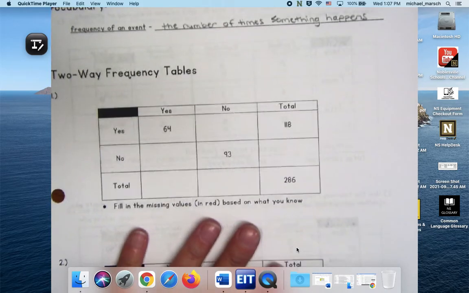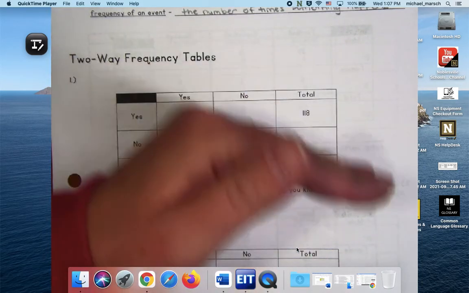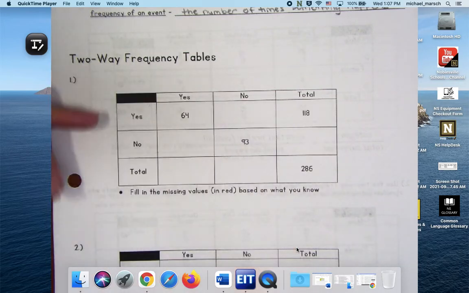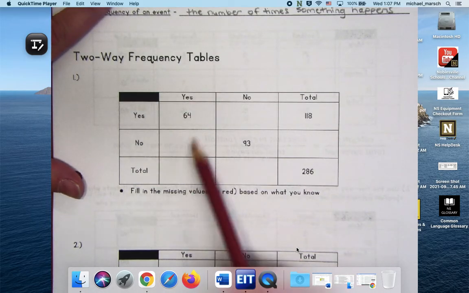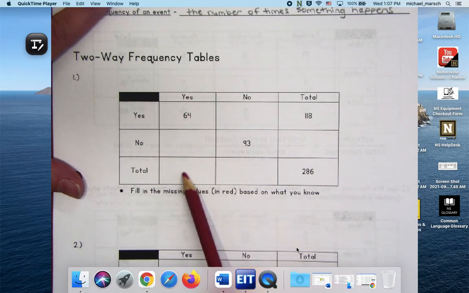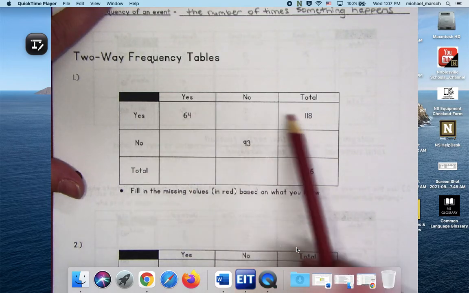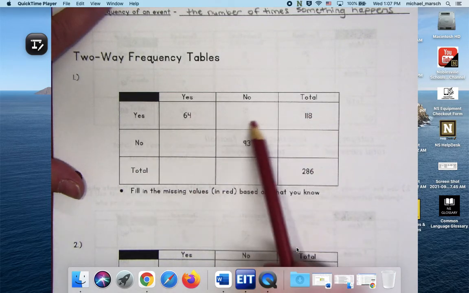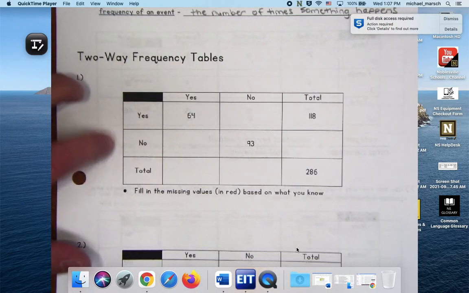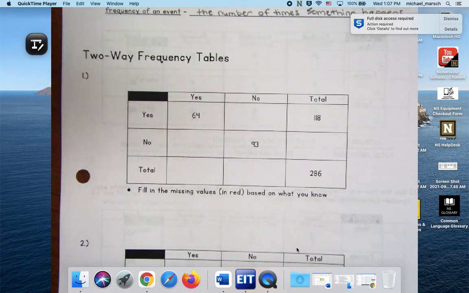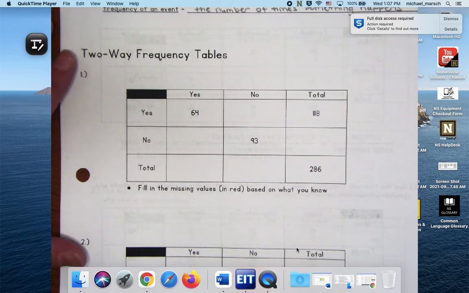Okay, so yesterday you saw in the video where you would use the numbers you have to figure out the numbers you don't have, right? So this is like a logic puzzle, sort of. These two numbers would give me this total. These two numbers, I could subtract these to get this number, right? They all are connected. So go ahead and fill in the missing values on this very generic two-way frequency table. Just do that math out to the side.